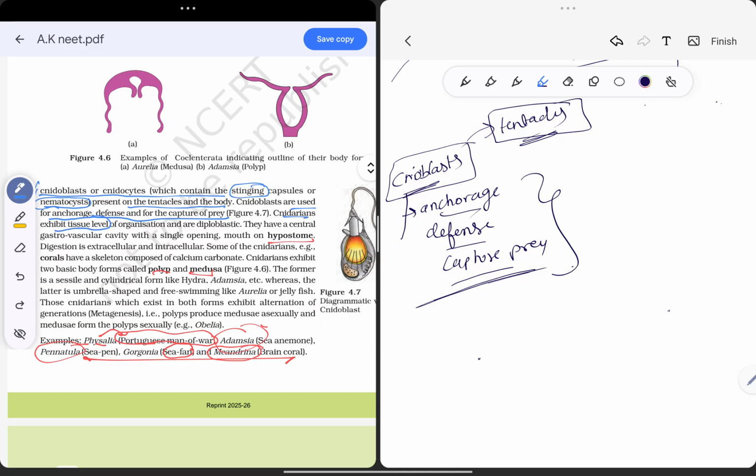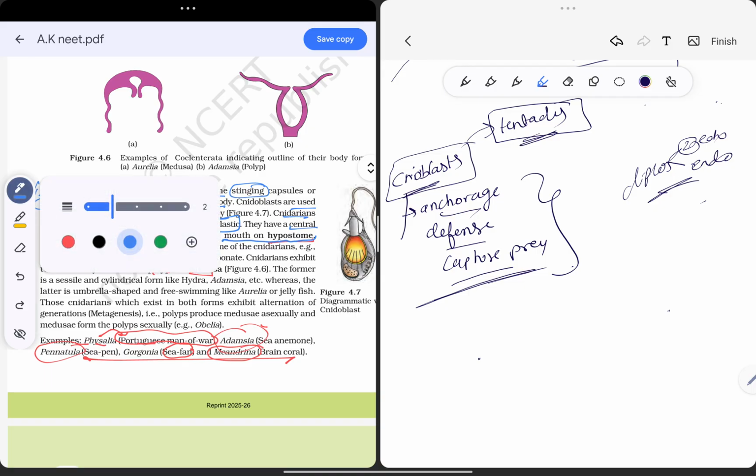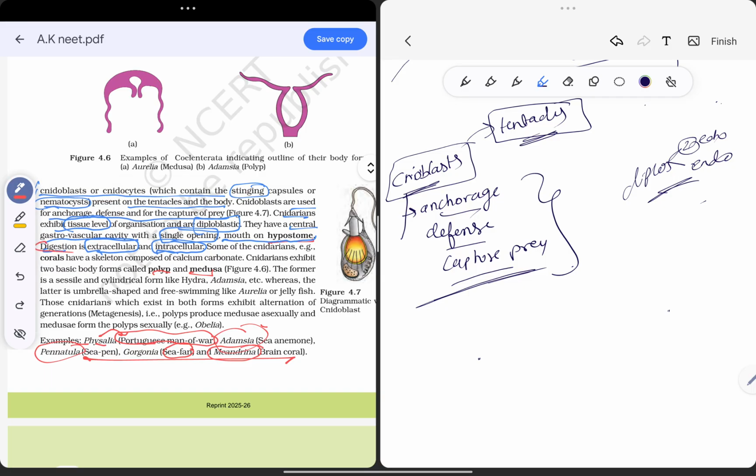Cnidarians exhibit tissue level of organization and are called diploblastic, because they have 2 layers. I told you, one ectoderm and one endoderm. They have a central gastrovascular cavity with a single opening. They have only one opening, and the mouth is on the hypostome. Digestion is extracellular, not intra. In sponges it was intra. Here they have both extracellular and intracellular digestion.